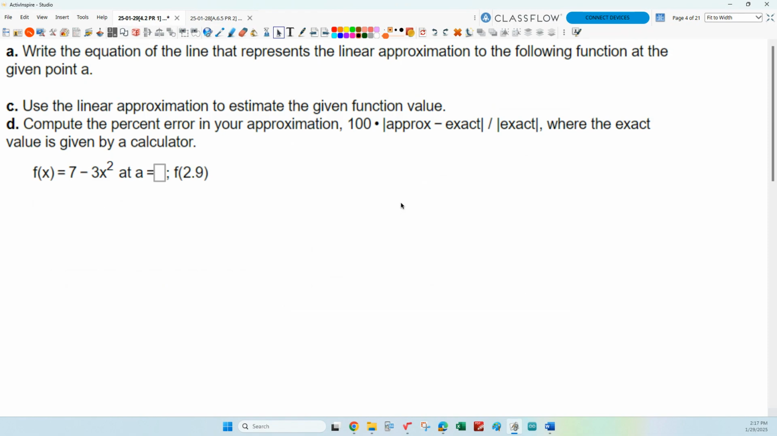Well, first of all, if we're trying to estimate the value, we're trying to estimate f of 2.9, right? That's our goal. So f of 2.9 is approximately equal to L of 2.9, which we can find, right? What would be the best choice for A for us? 3, right? We'd want to pick a convenient value. So A would be 3.